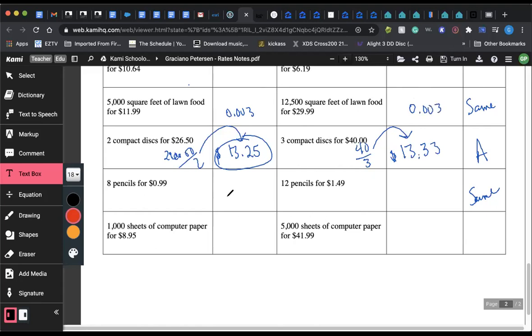All right, and then for this last one here, the 1,000 sheets of computer paper for $8.95 and the 5,000 sheets for $41.99.